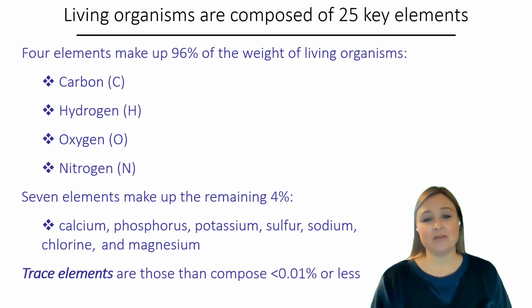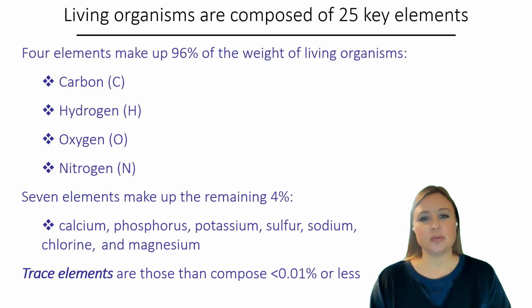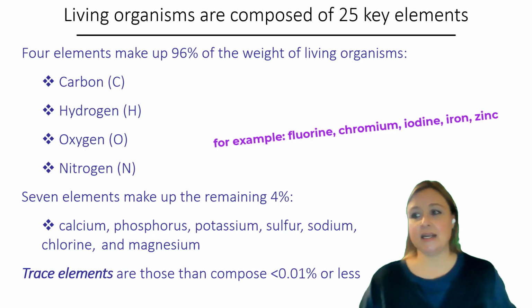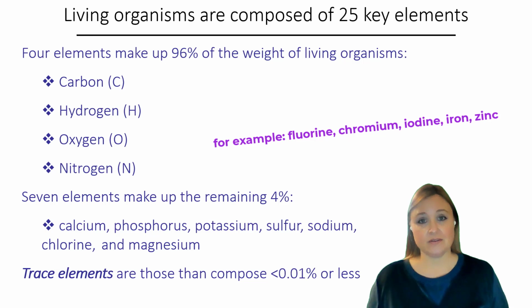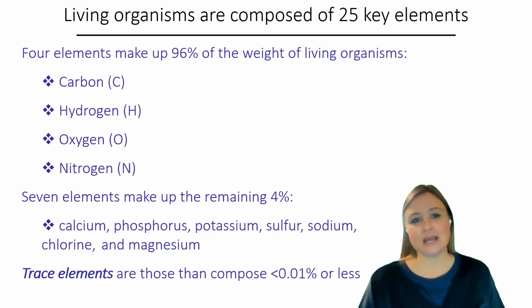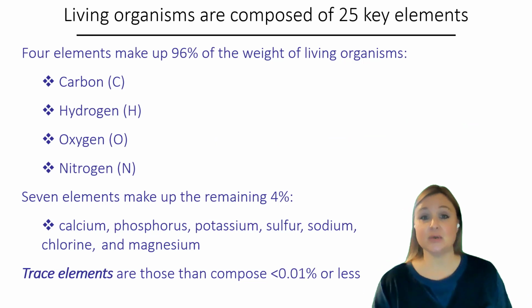And then we have what are called trace elements. Now, trace elements are those things that compose less than 0.01% of living organisms. Now, these are things like chromium or iodine. So you don't need a lot of them, but you still do need a little bit of them. And how do we get these elements? Well, they're in the foods that we eat.